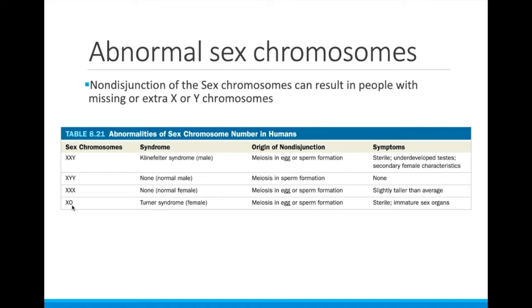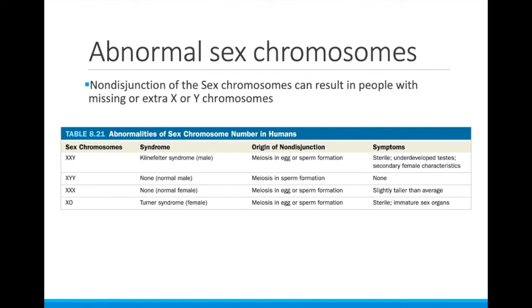And then XO, the O stands for a missing chromosome. So this would be somebody with an X that doesn't have a second chromosome. And this is called Turner syndrome, and they would present as female because they don't have any Ys. This one is usually sterile, and they have immature sex organs. They tend to be very short and have kind of a webbed, thick neck.